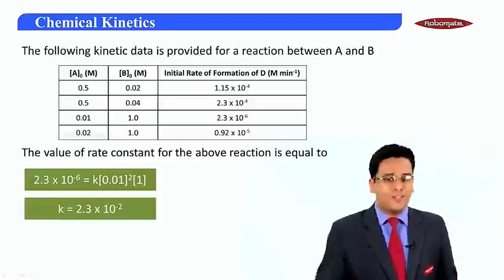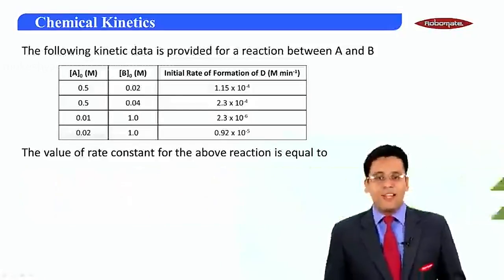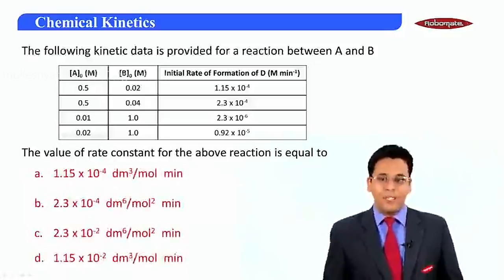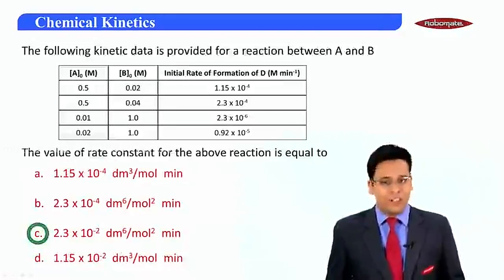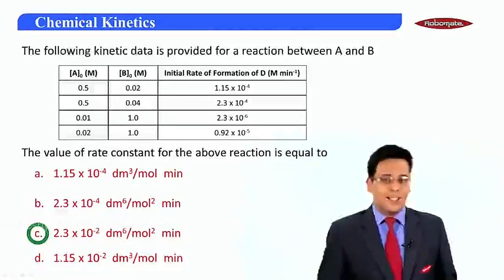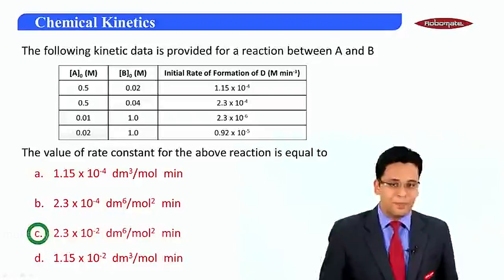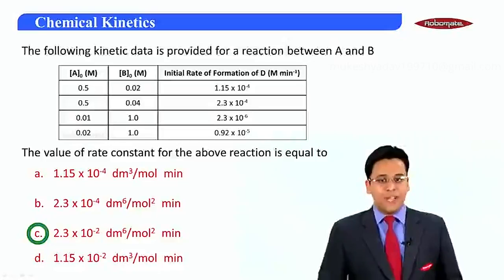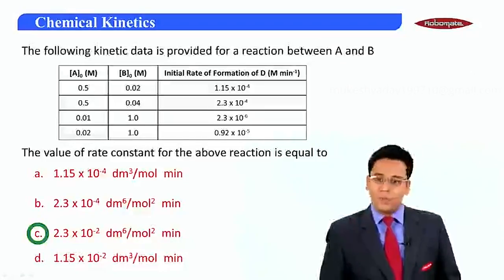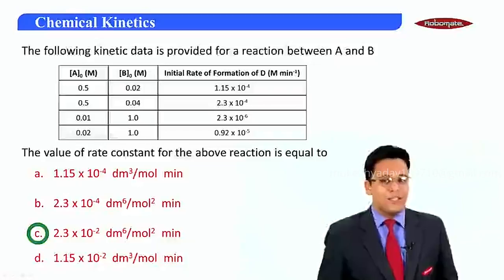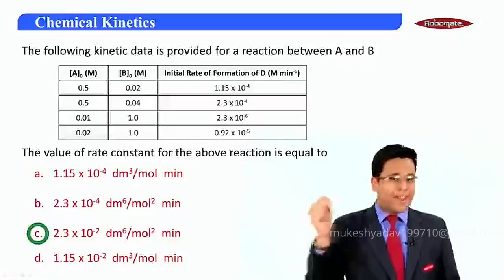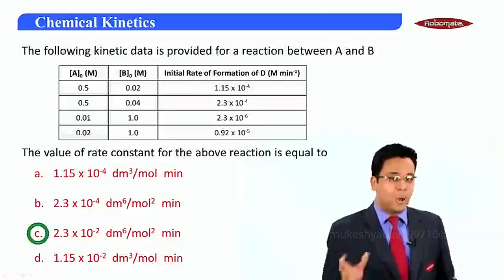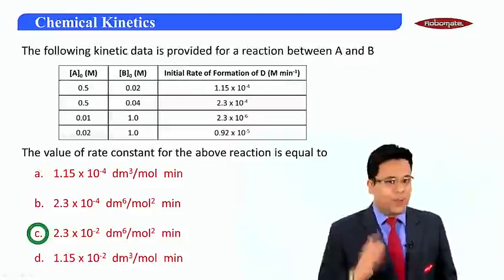So once again, if you take a look at your options, the value of K has to be 2.3 into 10 raised to minus 2. So option C happens to be the correct answer. That's how you have to solve these MCQs. First, you have to find the order of the reaction with the isolation method. From there, you substitute any one data in the rate law equation, and there you go. You have your answer of rate constant.